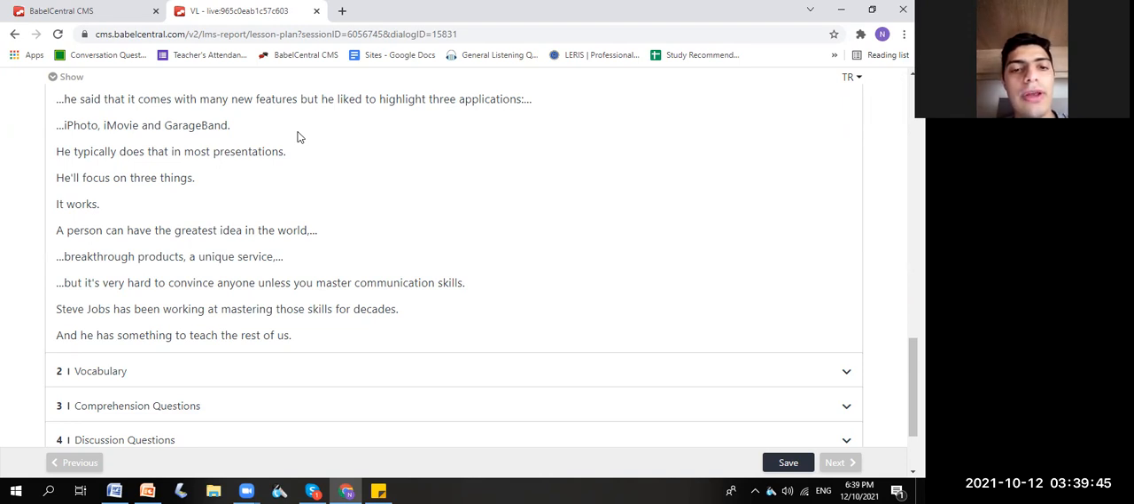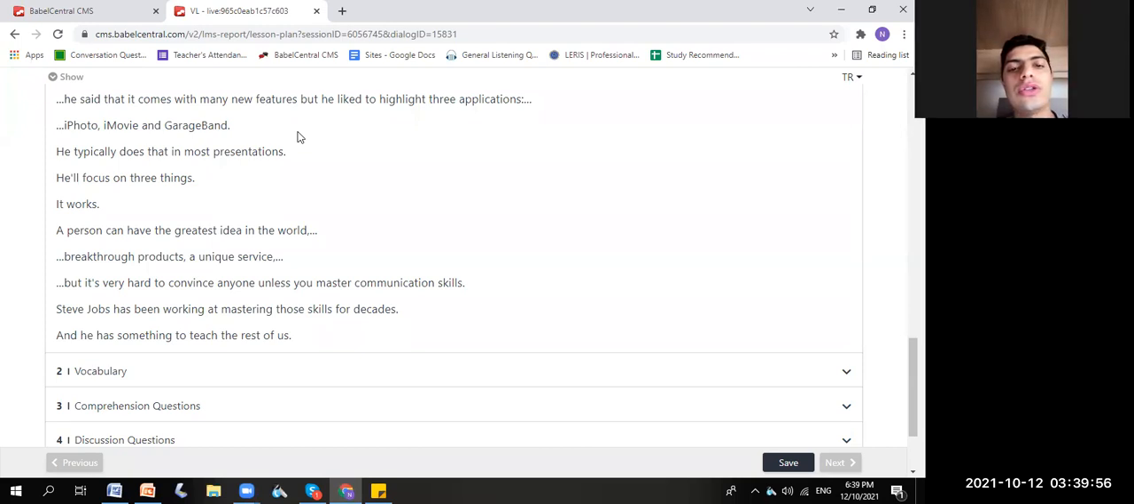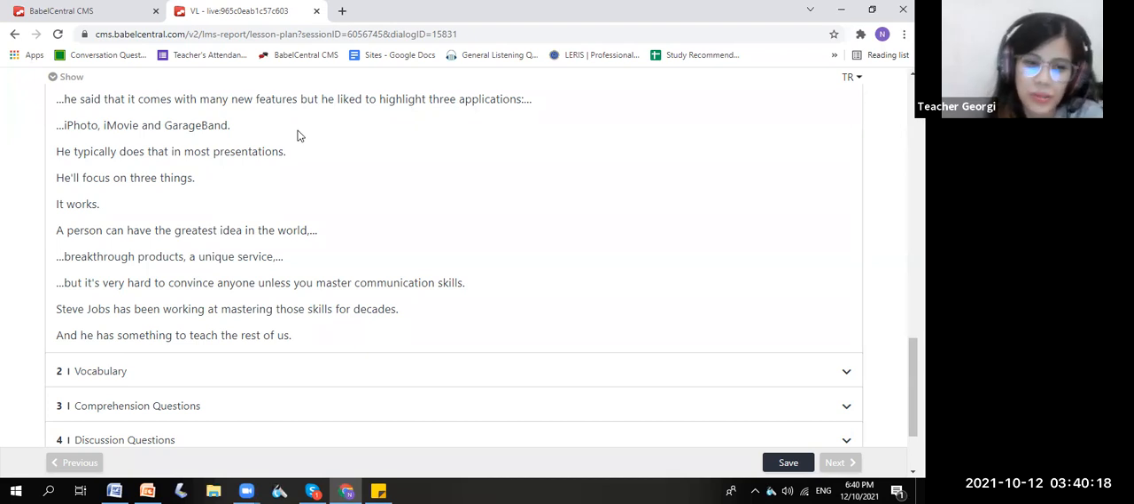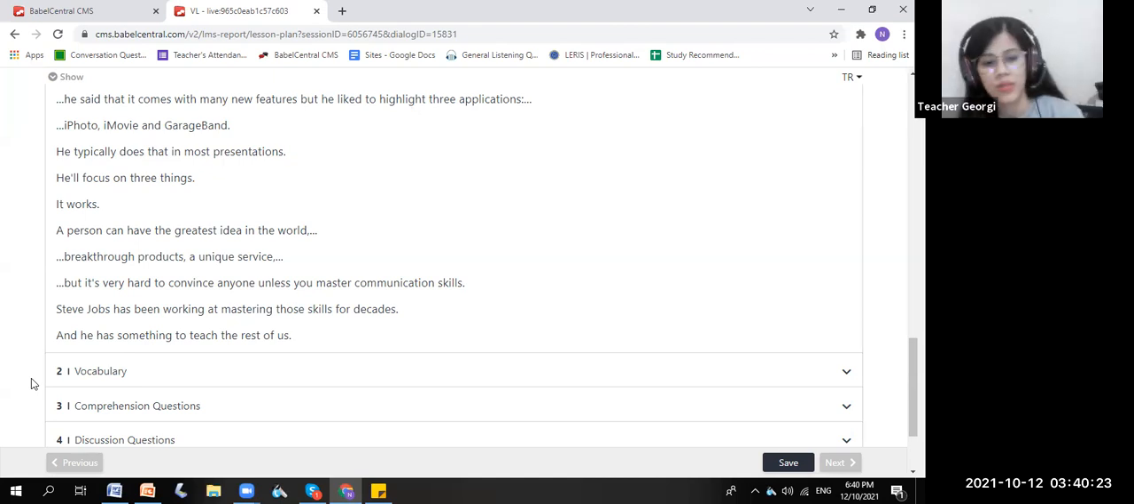It works. A person can have the greatest idea in the world, a breakthrough product, a unique service, but it's very hard to convince anyone unless you master communication skills. Steve Jobs has been working at mastering those skills for decades, and he has something to teach the rest of us.